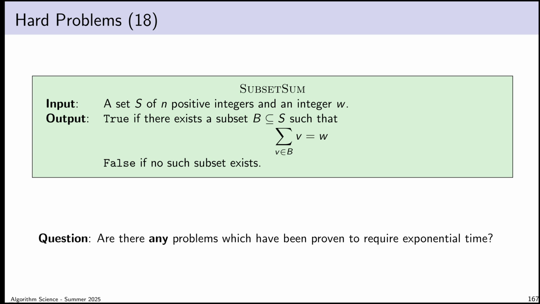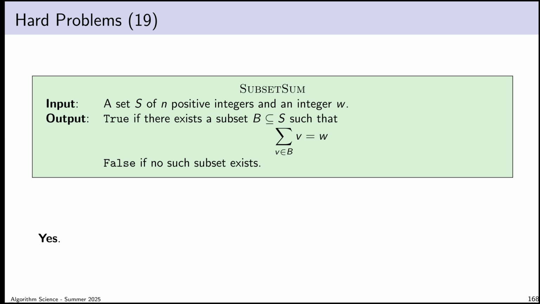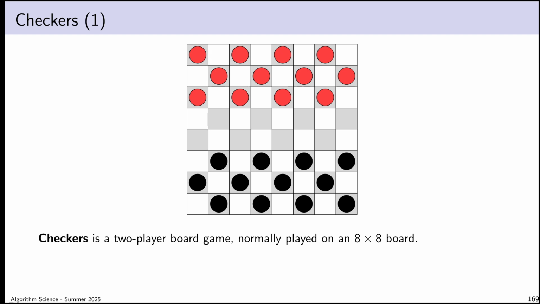But a natural next question is, are there any problems where that is the case? Are there any problems that we have proven must require exponential time, where there is no polynomial time algorithm? And the answer is yes. It's something that we haven't studied, but maybe you've heard of it. So checkers is a two-player board game. Now normally we play checkers on an 8x8 board. If you don't know how to play checkers, then why not pause the video and go learn? It's a pretty simple game. It's pretty easy to find a site that will let you play it online and practice a little bit. It's easy to learn, and I think if you know a bit of it, it becomes easier to appreciate what I'm about to say.